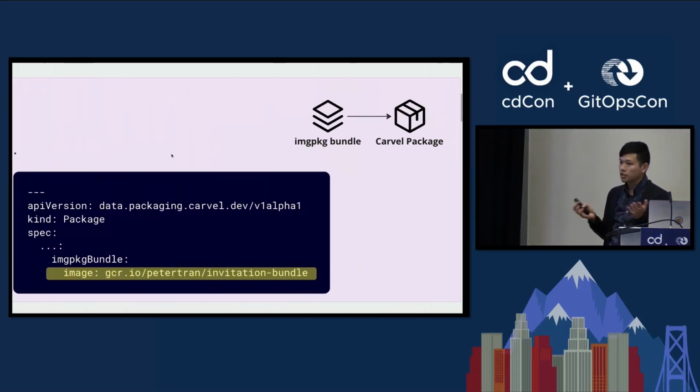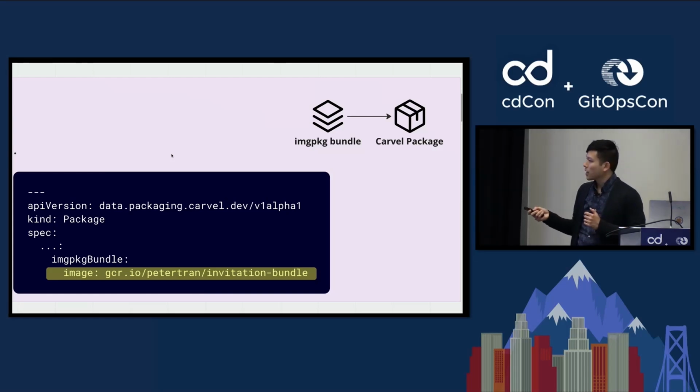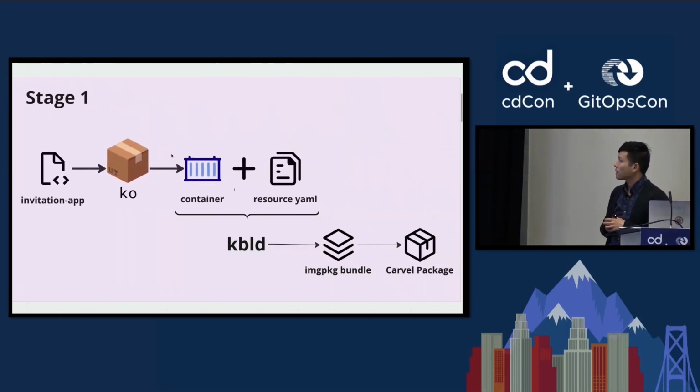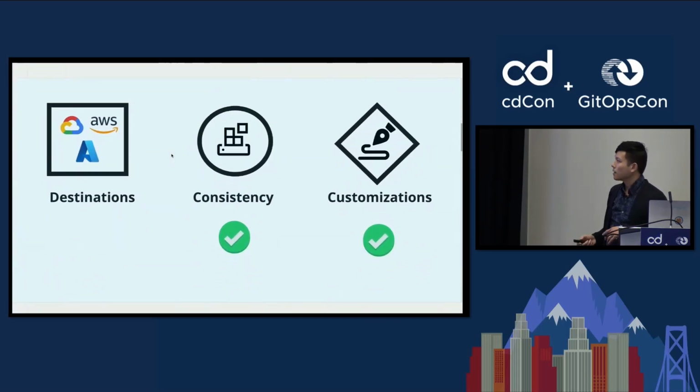The last step in stage 1 is to take that image package bundle, wrap it up in this thing called the Carvel package. The Carvel package contains things like versions, and the crux of it is this line highlighted here, which is the image package bundle itself sitting on my registry. So that was stage 1. We took our Go application, built a container, wrote our resource YAMLs that will leverage that container, wrapped it up again into a Carvel package. And now we have that consistent packaging that is versioned that can be easily ported to different places.